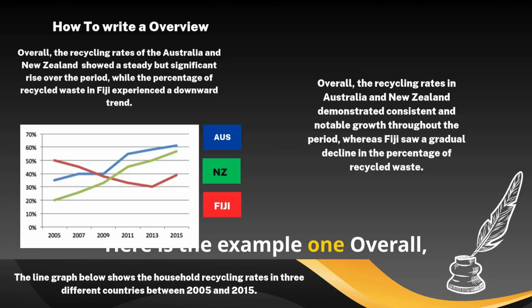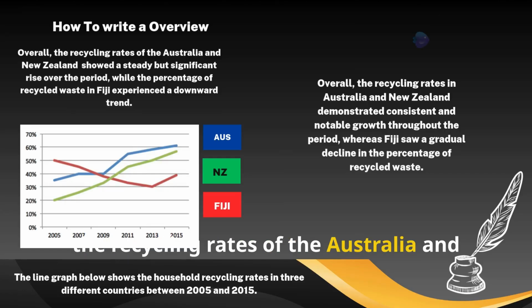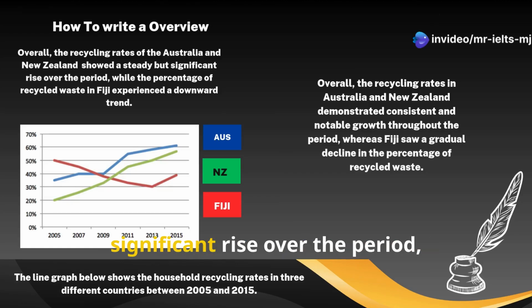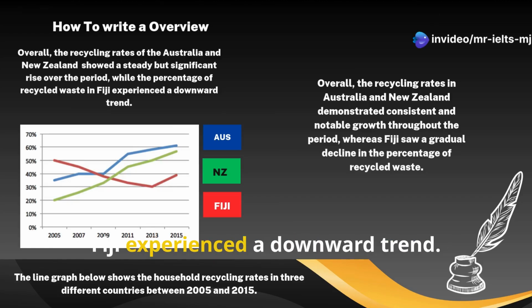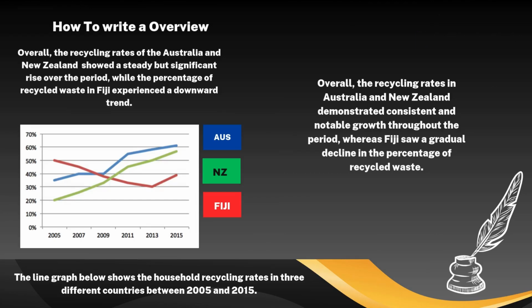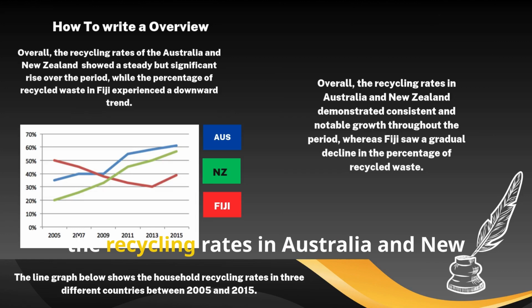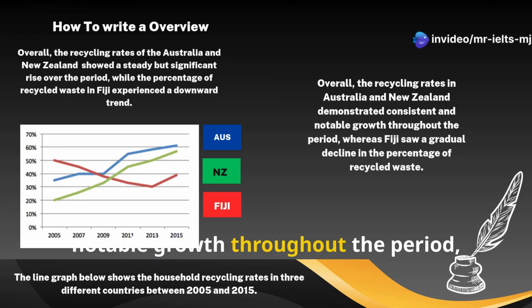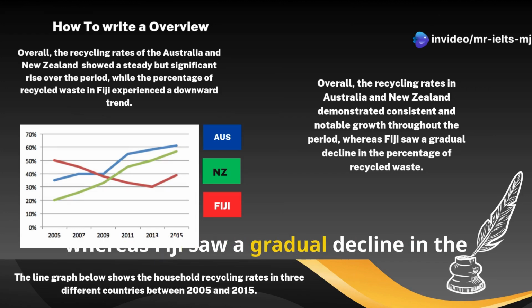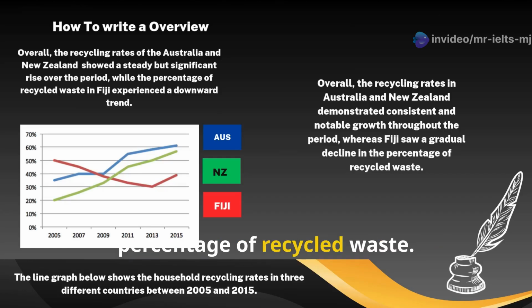Here's example 1. Overall, the recycling rates of the Australia and New Zealand showed a steady but significant rise over the period, while the percentage of recycled waste in Fiji experienced a downward trend. Overall example 2. Overall, the recycling rates in Australia and New Zealand demonstrated consistent and notable growth throughout the period, whereas Fiji saw a gradual decline in the percentage of recycled waste.